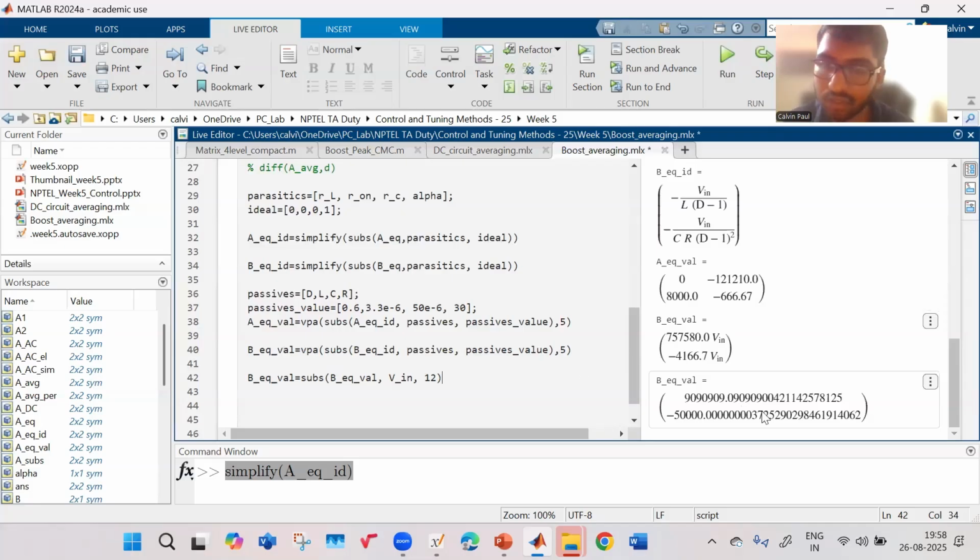I think this is also what you got, right? It is minus 5,000 point something. There is some rounding error, but that can be neglected actually. And in your exam, you will be told to find only till the second digit or third digit, so it's not an issue there in the exam.